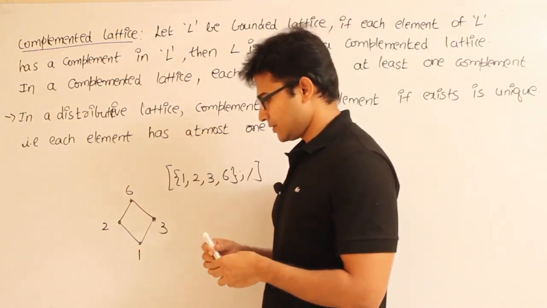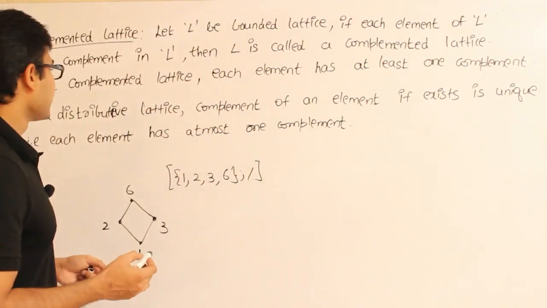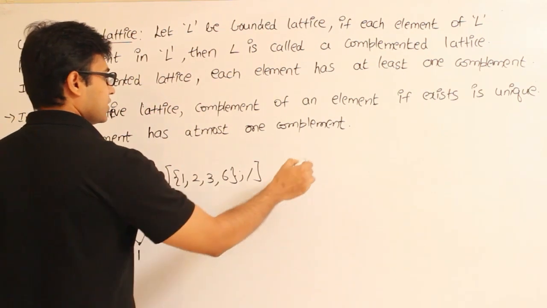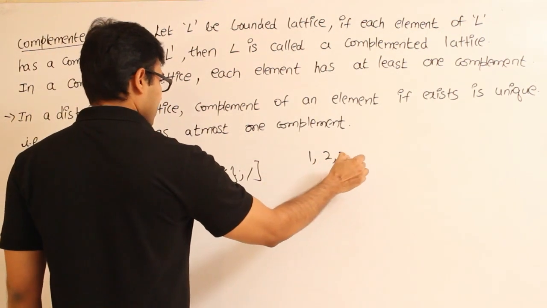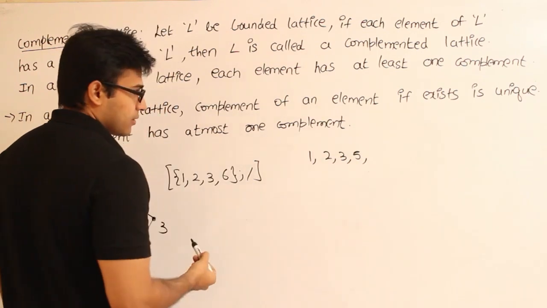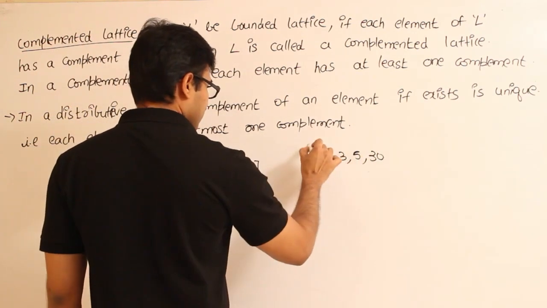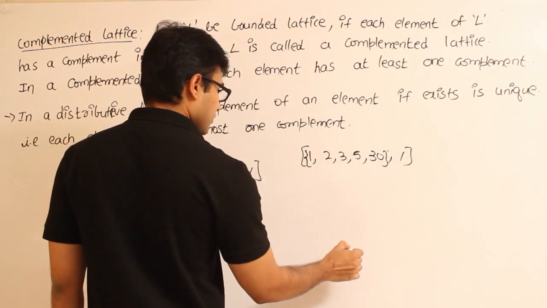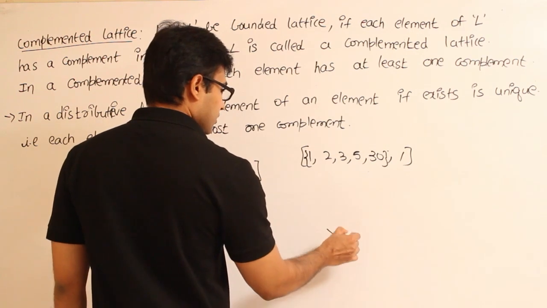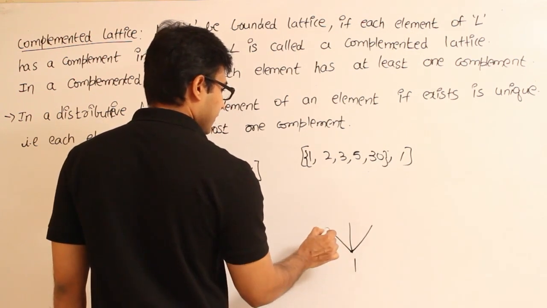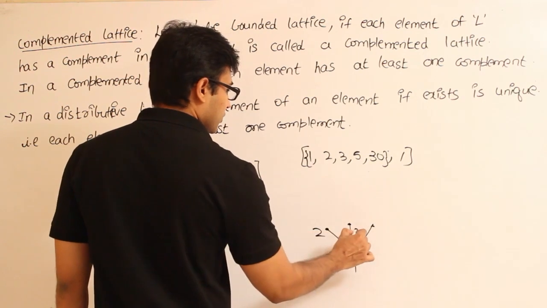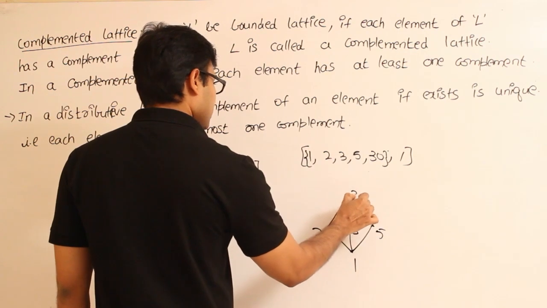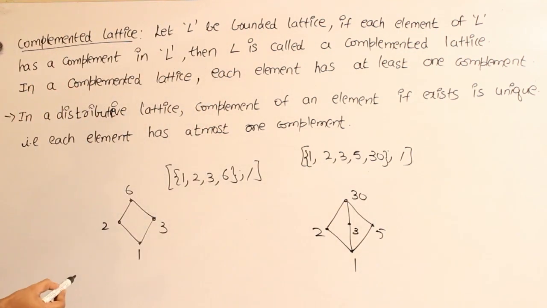I'll give you one more example. Let me take it separately: 1, 2, 3, 5, 6, 30. This is the set and divides is the relation. Then if you try to draw the Hasse diagram, it is going to be like this: 1, 2, 3, 5 and then 30.